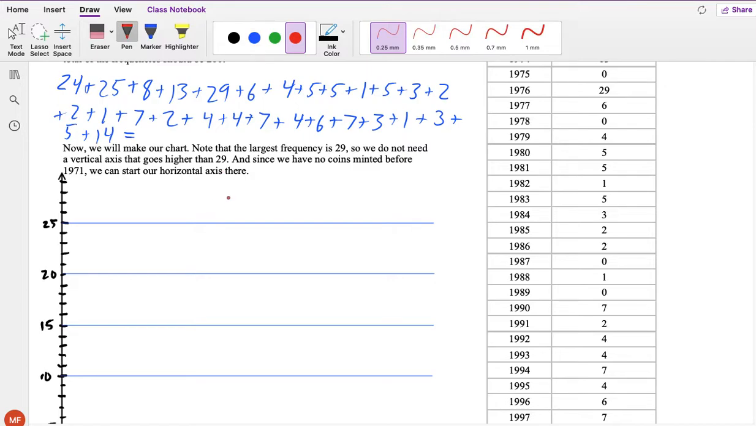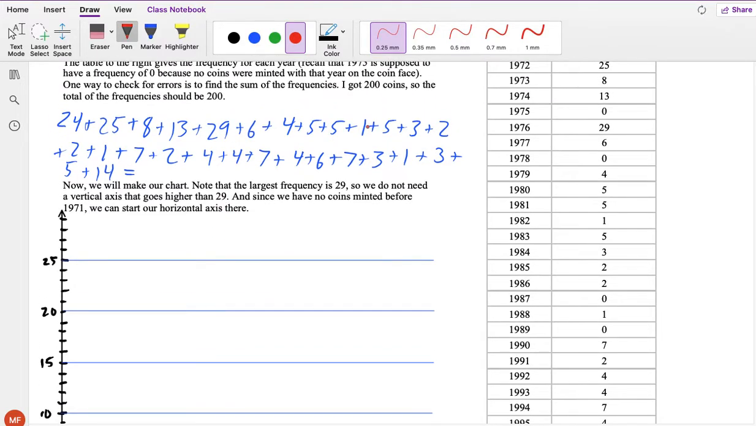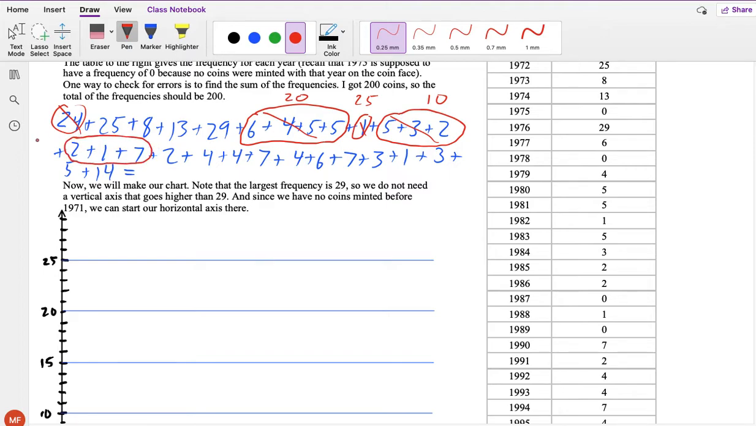Okay, so what I'm going to do here is I'm going to be a little smart about this. I'm going to group them together. So I'm going to group this one with this 24, and that gives me 25. Okay, let's see, I'll take this 6 and this 4 and this 5 and this 5, and I get 20. Okay, I'll take those and get 10, and so on. Let's see, 7 and 2 and 1, that's a 10.